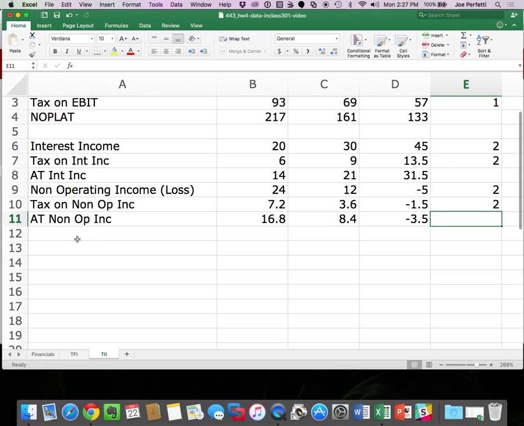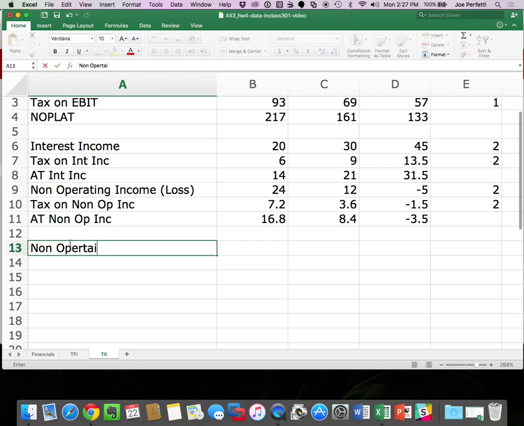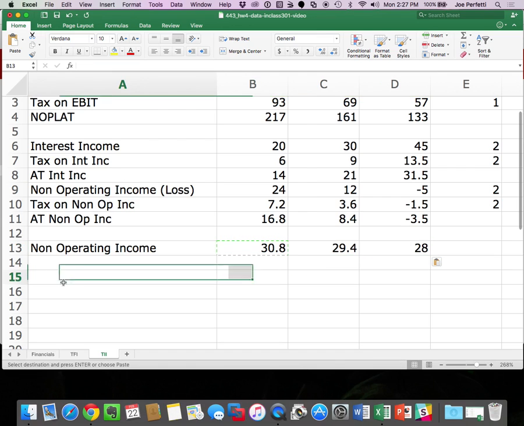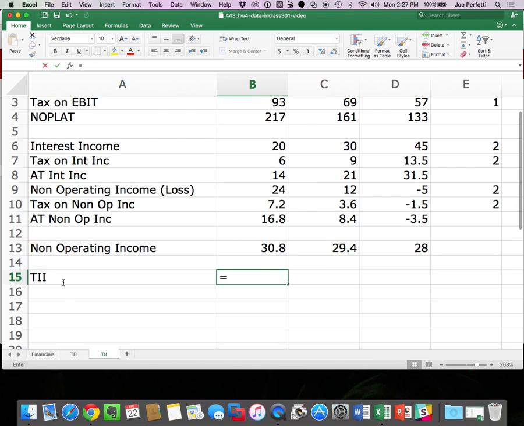Because, and again, I'll add a line that didn't exist before, I basically have my non-operating income total, which equals the after-tax interest income plus the after-tax non-operating income, and that gets me my TII. So basically it's the NOPLAT plus the non-operating income, and that should get me my TII. Copy, paste. There we go.